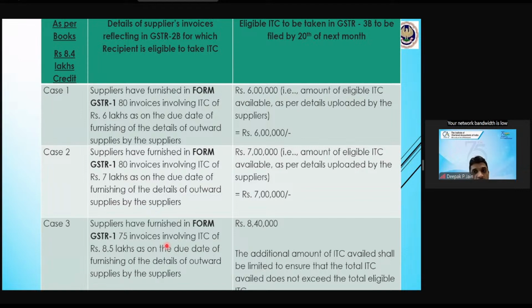That is the point. The point is that whatever is your eligible credit, only that you have to claim. You have to claim only 8.4 and 10,000 will not be claimable. 10,000 is balance amount payable? No, it's not payable, because we are talking about ITC. ITC is always claimable, not payable. So instead of claiming 8.5, you claim just 8.4.